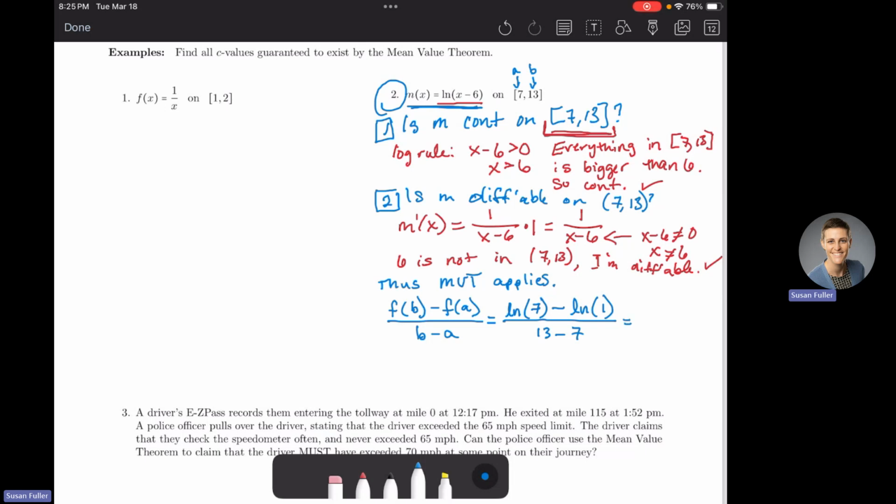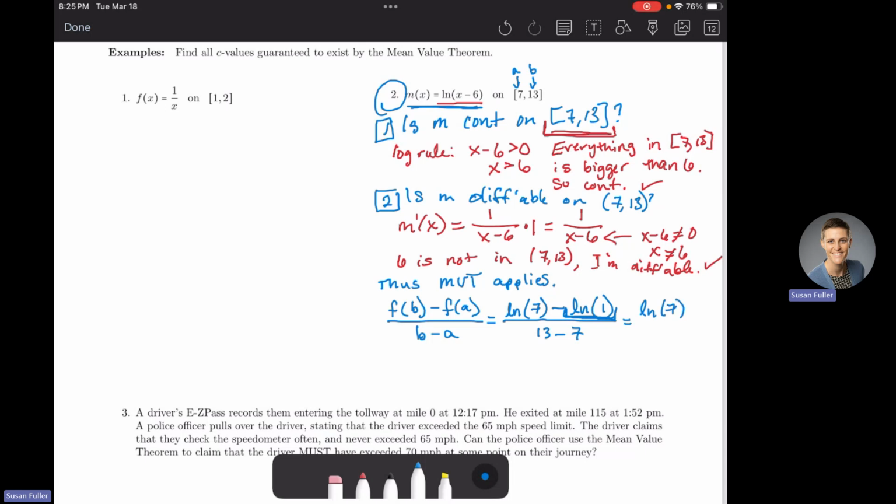On the top, there's a couple ways to look at this. The natural log of 1 is a known number. Doesn't matter what your base is, the log of 1 is always 0, because anything to the 0 power is 1. So this is just 0. So essentially on the top, I have the ln of 7 left.